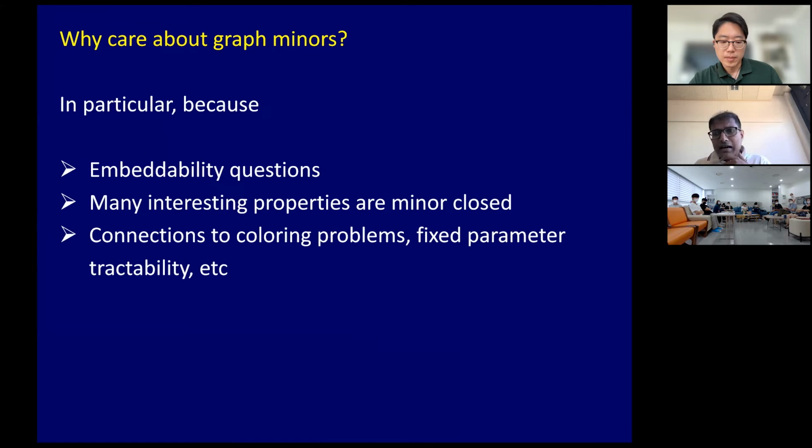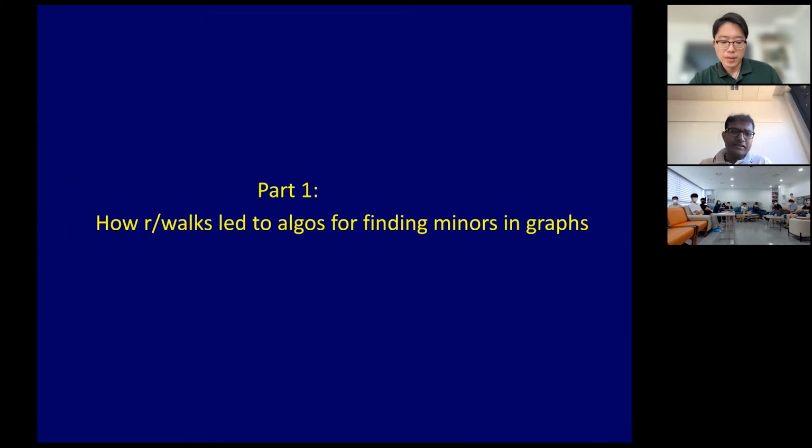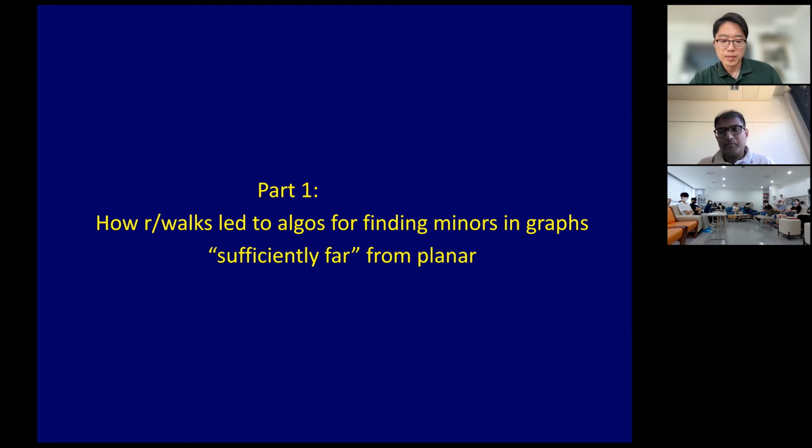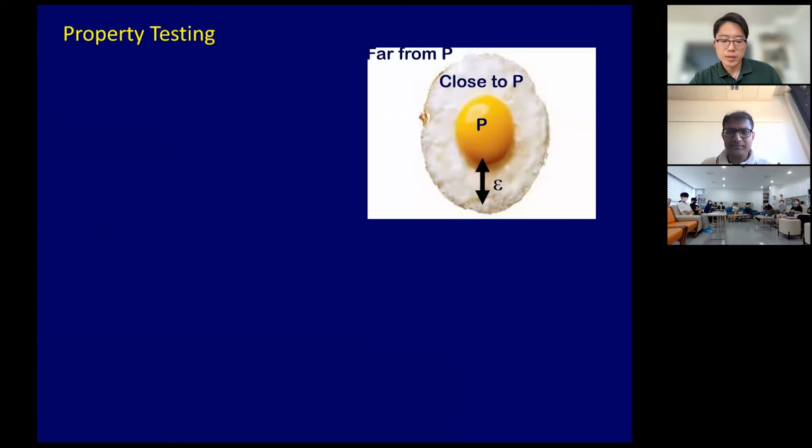So now let me move on to the first part of the talk. The first part of the talk illuminates an interesting thing that we discovered a while back. I want to tell you the story of how random walks led to algorithms for finding minors in graphs that are sufficiently not planar. Now let me unpack what sufficiently not planar means through the framework of property testing.